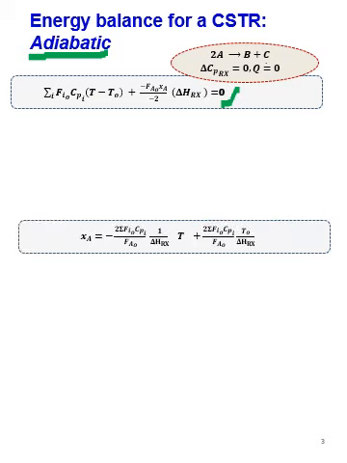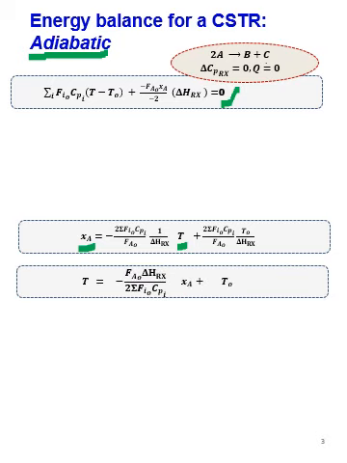So if we now consider the specific case where we have an adiabatic CSTR, right-hand side of my energy balance Q becomes equal to 0. So this is what we are going to use on the next few slides. I can manipulate my energy balance algebraically to make conversion of component A the subject of the equation as a function of temperature and the other parameters in my energy balance, or I can manipulate it to make temperature the subject of that equation as a function of conversion in this case and the other parameters in my energy balance.